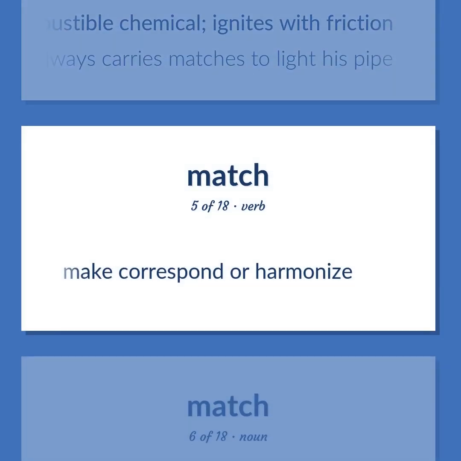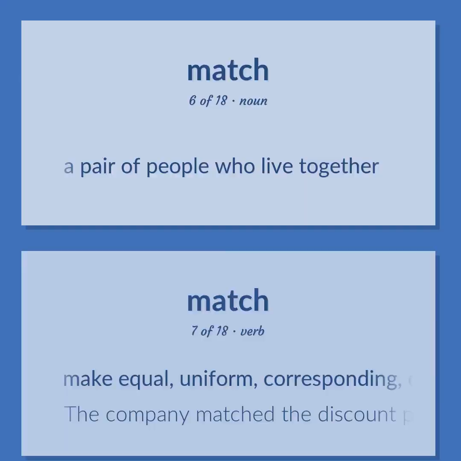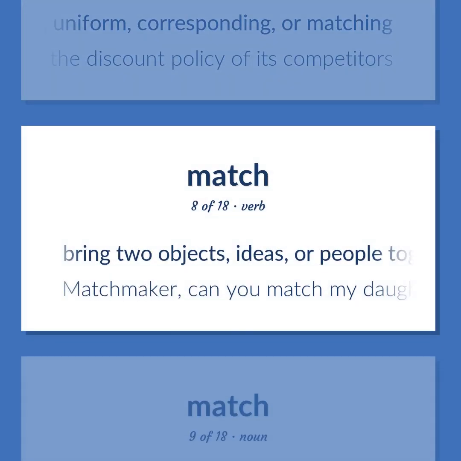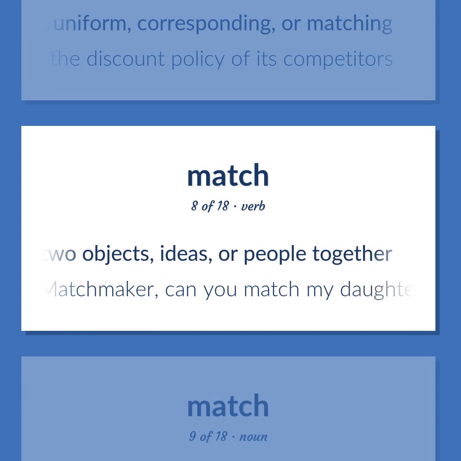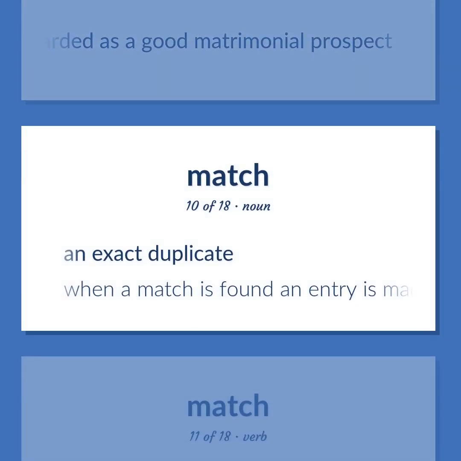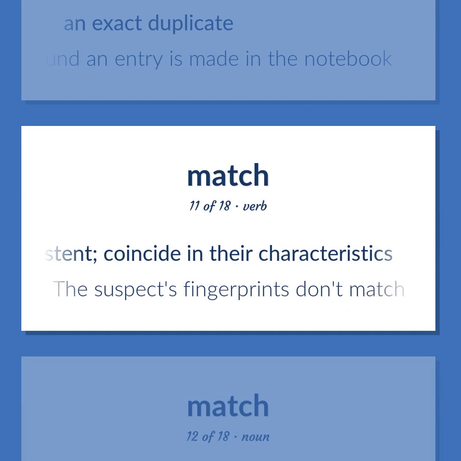Make correspond or harmonize. A pair of people who live together. Make equal, uniform, corresponding, or matching. The company matched the discount policy of its competitors. Bring two objects, ideas, or people together. Matchmaker, can you match my daughter with a nice young man? A person regarded as a good matrimonial prospect. An exact duplicate. When a match is found, an entry is made in the notebook. Be compatible, similar or consistent. Coincide in their characteristics. The suspect's fingerprints don't match those on the gun.